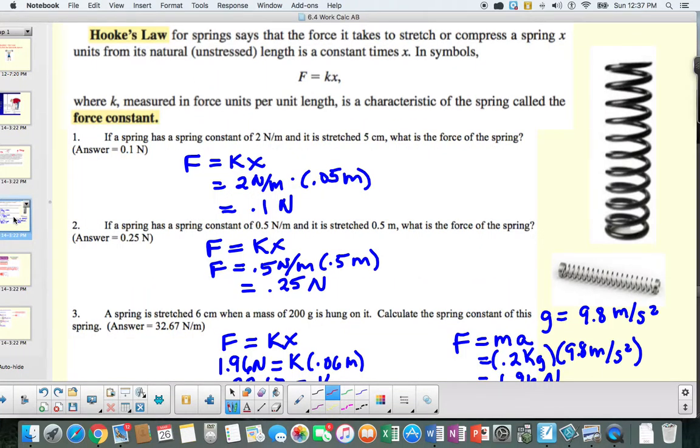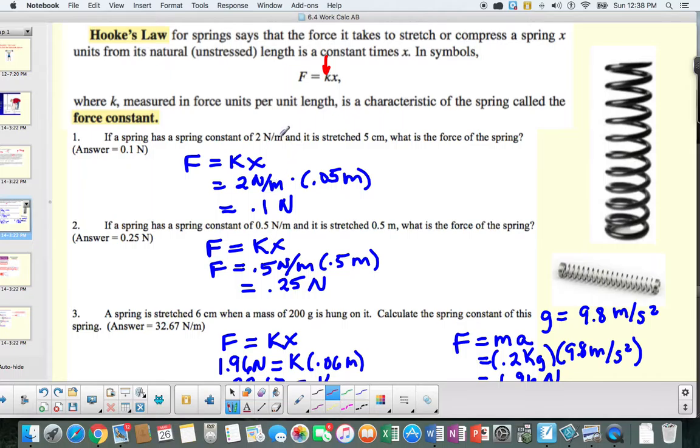Let's talk about something that doesn't require gravity: the compression and stretching of a spring. There's something called Hooke's law. Hooke's law says that the force depends on the spring constant and the amount that you stretch or compress it. The more you stretch or compress, the more work is associated with it, because that's a linear relationship. Let's do some problems where we have to find the different information.